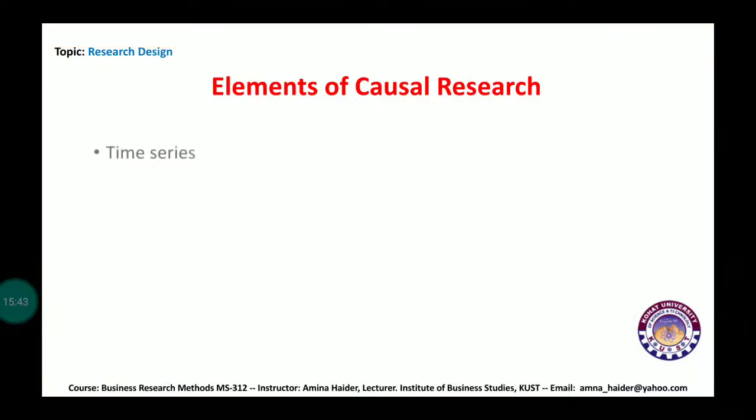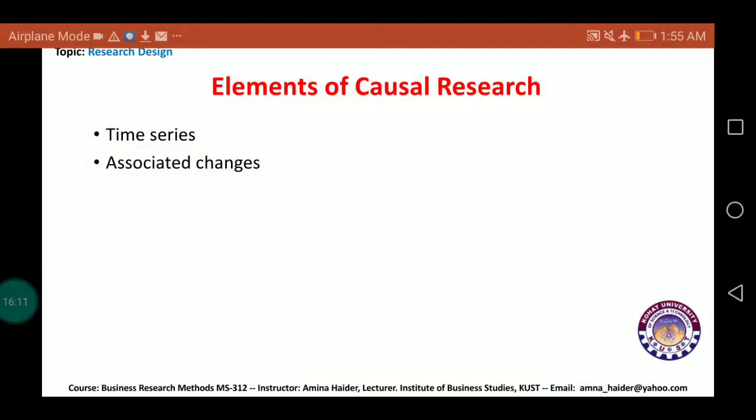Elements of causal research: you need to consider the time series and associated changes in conducting causal research. By time series, I mean that you need to consider whether the cause occurs before the effect. For example, if the price has changed before the brand is launched, you cannot attribute it to repricing. And by associated changes, I mean that the change in a variable must be systematic. For example, if a company doesn't change its employee training and development practices, training and development of employees will not lead to change in customer satisfaction.